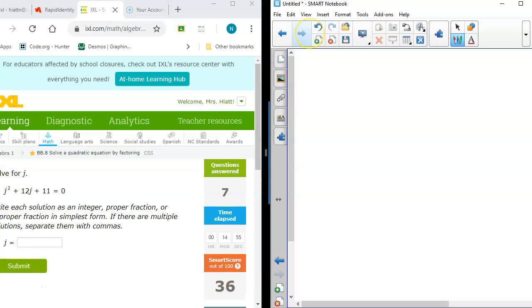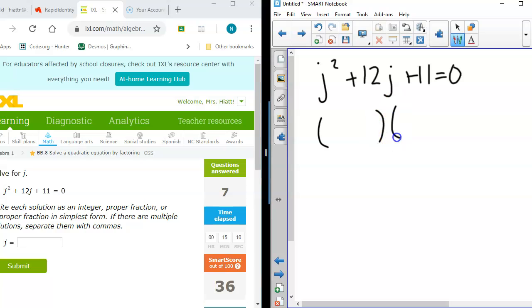Okay, this one gets us back to one that has all three terms. So we've got j squared plus 12j plus 11 equals 0. And so we're going to have to factor into two binomials for this. To get j squared, we're going to have a j and a j. To get 11, the only thing we can multiply to get 11 is 11 and 1. Or I could do negative 11 and negative 1, but I see a positive 12 in the middle there, so that's not what I want to do. So I'm going to have plus 1 plus 11.